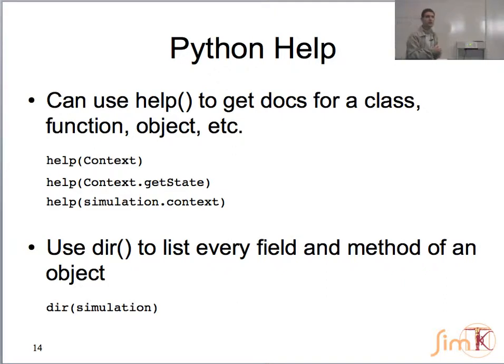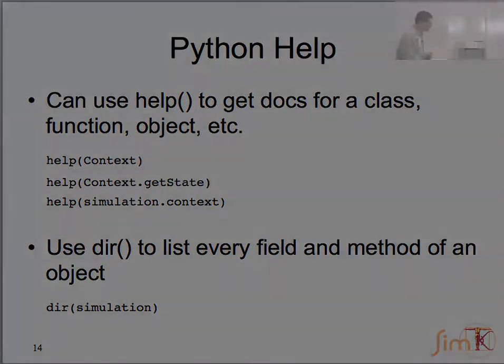But you can also pass it just an object to say, give me the documentation on this class. So if we say help(simulation.context), that would be another thing that would give you the documentation on the Context class. I mostly find it easier to just use the web browser, but this is a nice thing to know about. Python also has a very convenient function called dir, short for directory, that you can give any object, and it'll just list off to you every data member, every field, and every method of that object. If you find yourself doing a lot of Python, these are good things to know about.